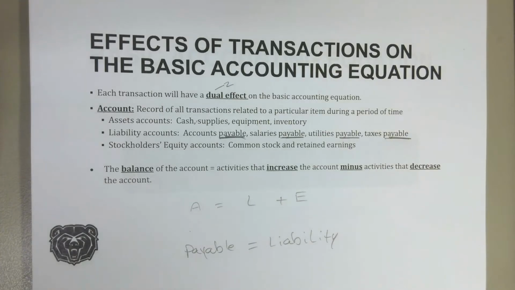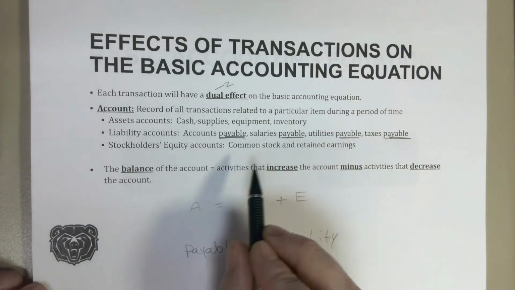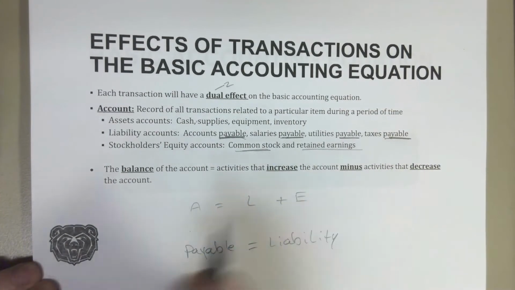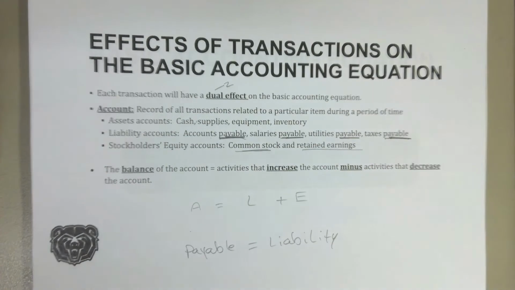And then you've got your stockholders' equity accounts, and right now, as far as we know, there's only two: common stock and retained earnings. We know that there are other components of retained earnings, but we'll talk about that as we get further into this.